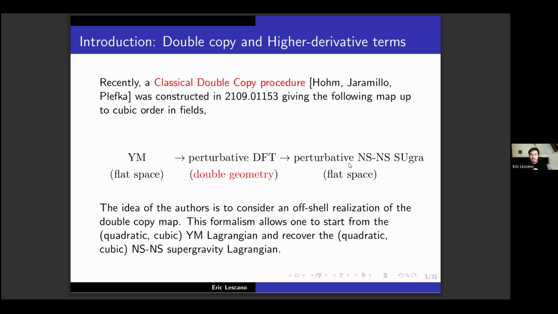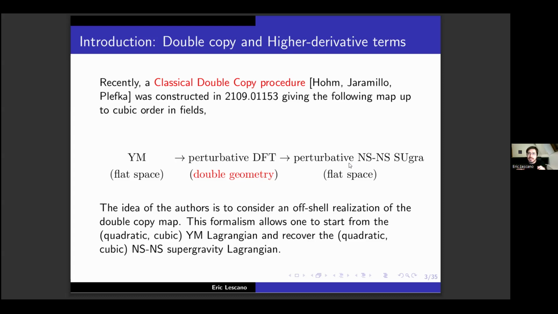So recently, at the end of 2021, a classical double copy procedure appeared from a group in Berlin, at Humboldt University. The authors were Olaf Hohm, Jaramillo Diaz, and Professor Plewka. Hohm and Plewka are still at Humboldt University in Berlin, and they constructed a very interesting classical double copy map, meaning that they have an off-shell realization. They also start with Yang-Mills, but at the classical level, they took the classical Yang-Mills Lagrangian. They performed this particular procedure called the classical double copy procedure.